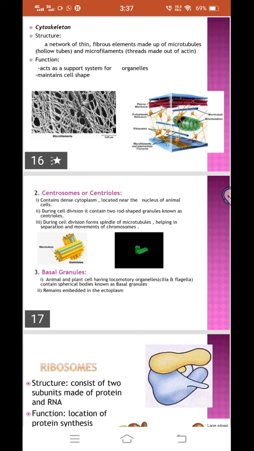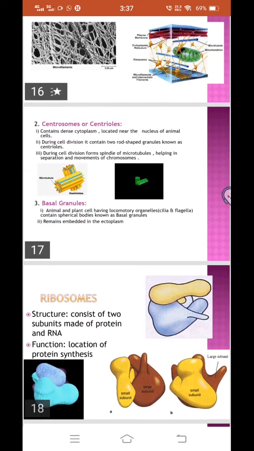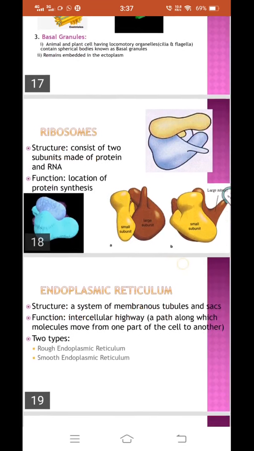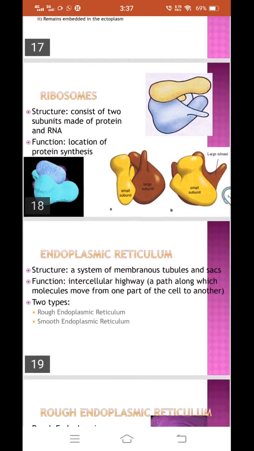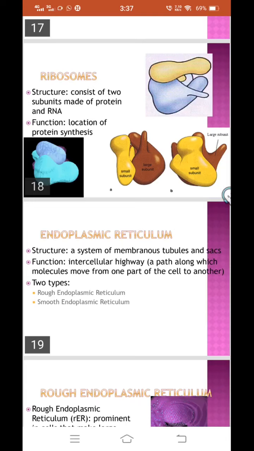ठीक है, तो ये जो हमारे basal granules होते हैं, the basal granules are embedded in the ectoplasm, so they are present in the ectoplasm that is near the plasma membrane. इतना clear है आप लोगों का? Now, after these basal granules, we have the next organelle, that is the ribosomes. Ribosome is a very important organelle of the cell.